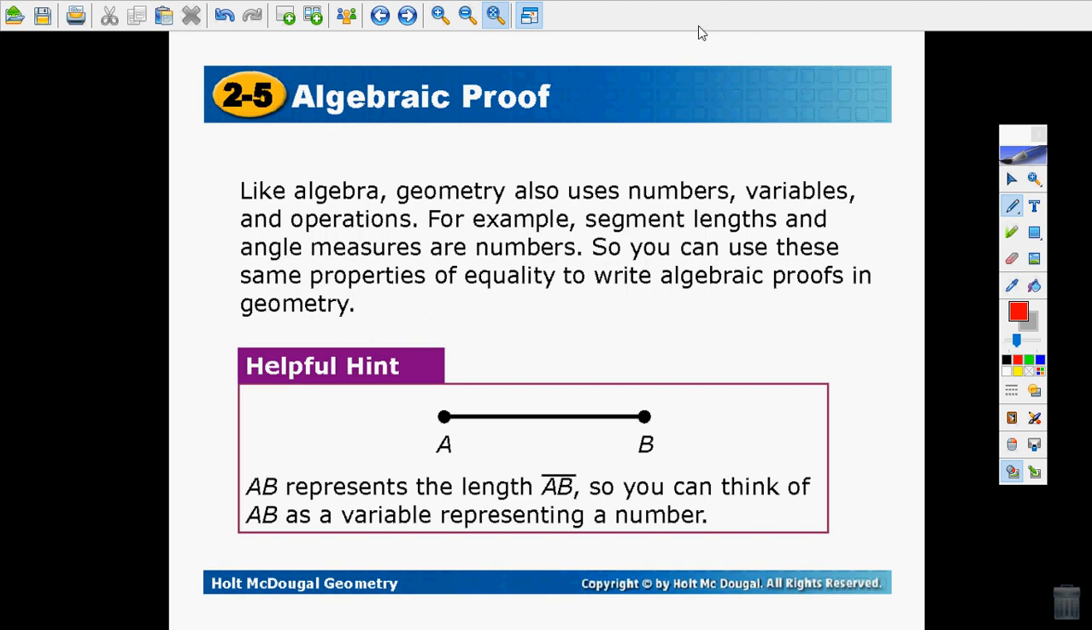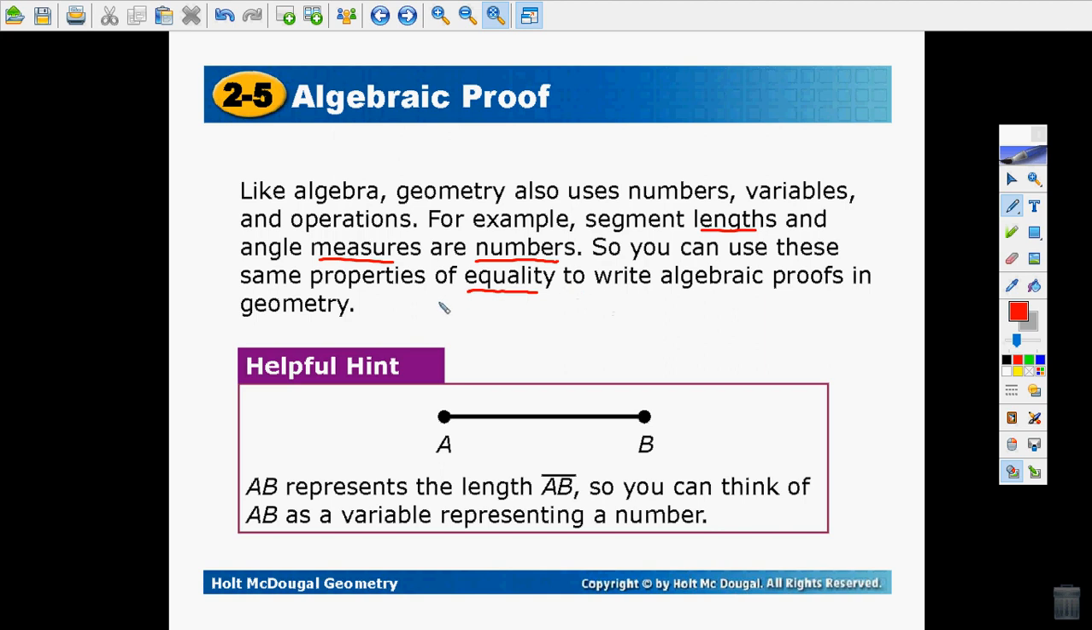On to 2.5 part 2. We're still talking about algebraic proofs. This time, though, it gets into more geometry and more expressions rather than just solving equations. So, just like algebra, geometry can also use numbers, variables, and operations. For example, segment lengths and angle measures are numbers, right? Lengths and measures are numbers. So we can use these same properties of equality to write algebraic proofs in geometry.